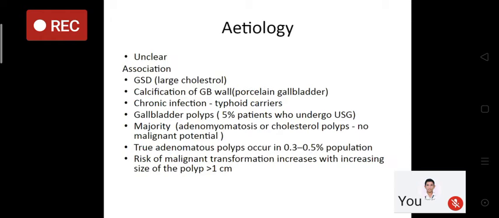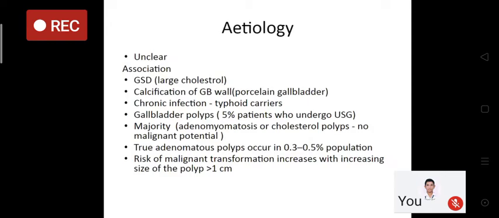But remember, majority of the polyps which are diagnosed on sonography or other investigation are polyps of cholesterol or adenomyosis. And these polyps have no malignant potential. Only the few adenomatous polyps have malignant potential, and in particular those which have size more than 1 centimeter.